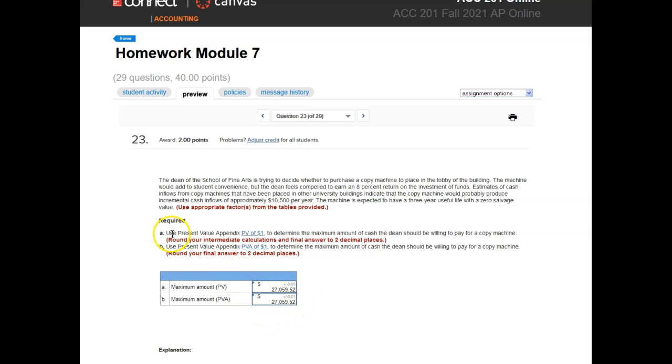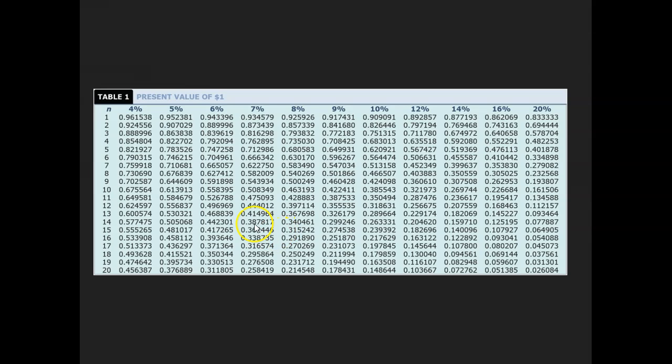And you can see that A and B are asking the same thing. The only difference is the table we're going to use. But you get the same number no matter which table you use. So first of all, they'd like for us to use the present value of a dollar table. Let me click this. Opens another window, and here it is. Okay. Now let's go back to the problem.